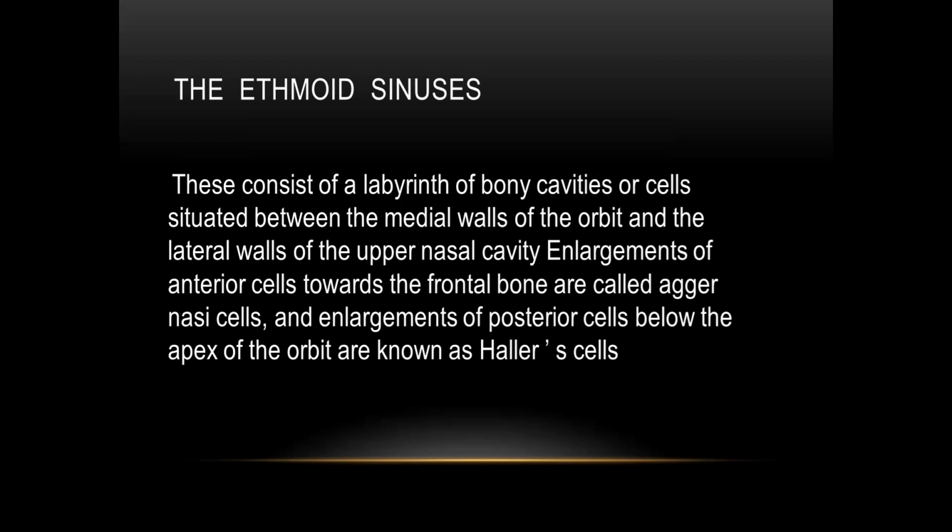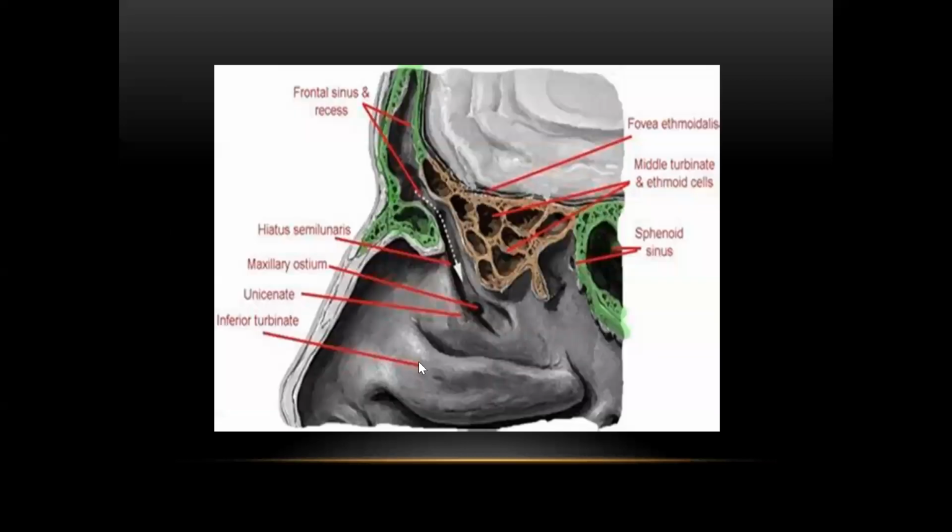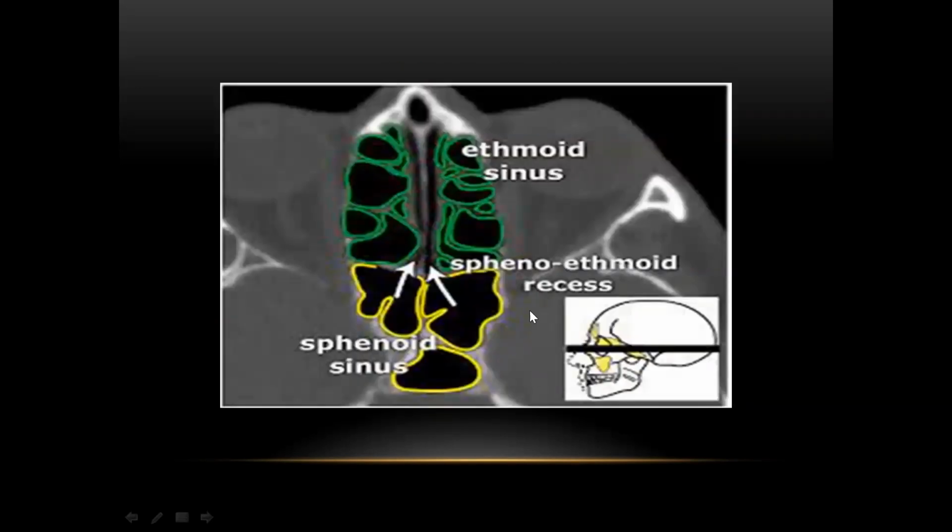The ethmoid sinuses are divided into an anterior group and a posterior group. These consist of a labyrinth of bony cavities or cells situated between the medial wall of the orbit and the lateral wall of the nose. Here it is, the ethmoidal sinuses, which are divided into an anterior group and a posterior group. The ethmoid sinus lies between the medial wall, here is the orbit, here is the medial wall of the orbit, and what is called the lateral wall of the nasal cavity.